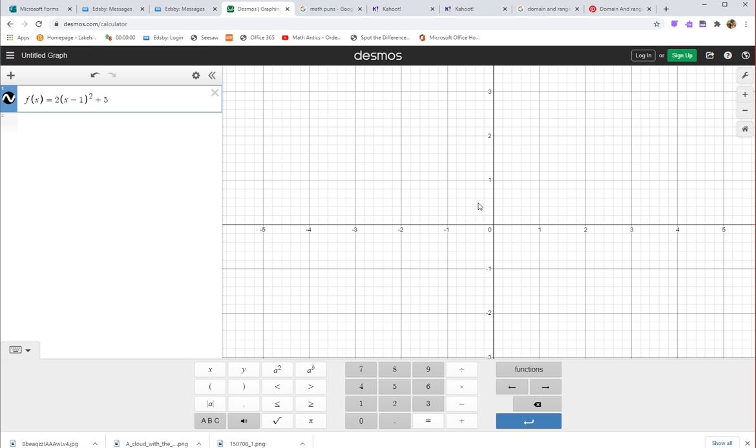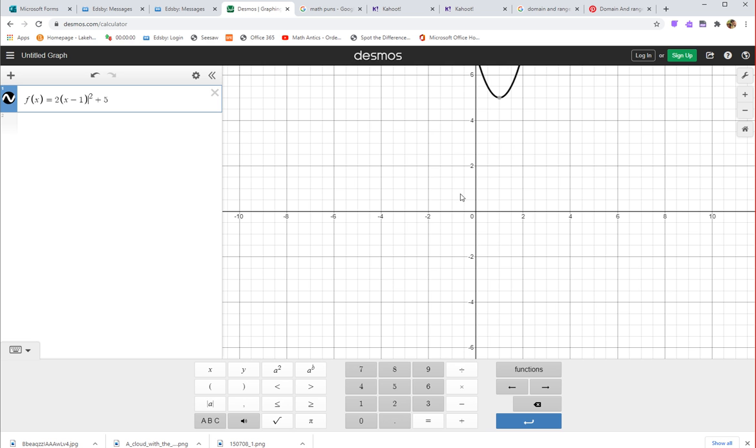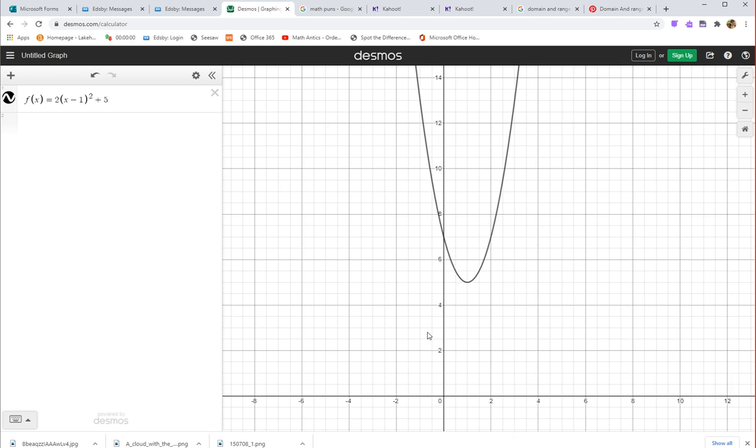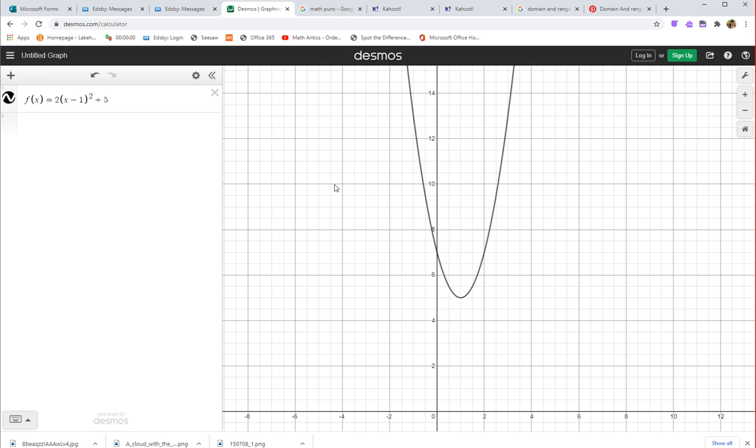Okay, so you say, where is it? Well, let's zoom out. Oh, there it is. Way up here. So it looks like that 2 out front has stretched it out and made it kind of skinny. The 1 inside the brackets has moved it over, 1 to the right, and that plus 5 has moved it up 5. So again, we're going to do more of this tomorrow. Today I just want us to look at it and try and figure out the domain and range.